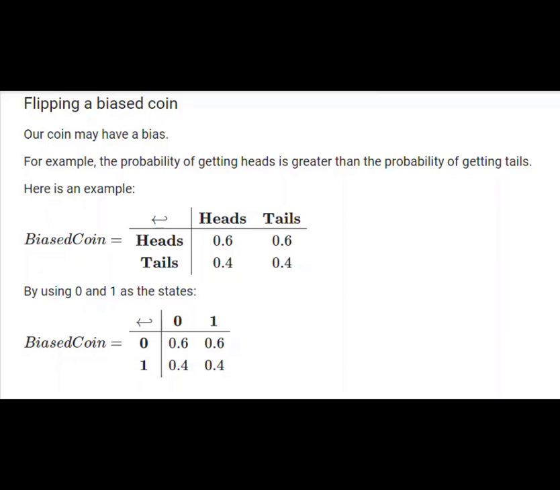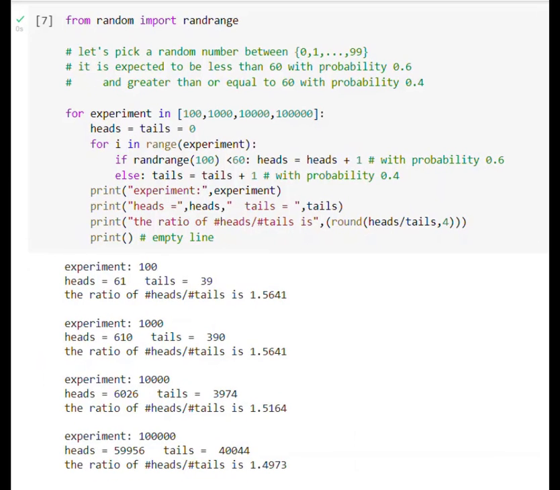Now let's look at flipping a biased coin. Our coin may have a bias. For example, the probability of getting heads is 60%, which is greater than the probability of getting tails, which is 40%, regardless of the previous flip. In this case, the ratio of heads to tails will change from 1.0 to 1.5. Let's peek at the solution to see how to do this. In this code, we select the randrange method from the code library random.